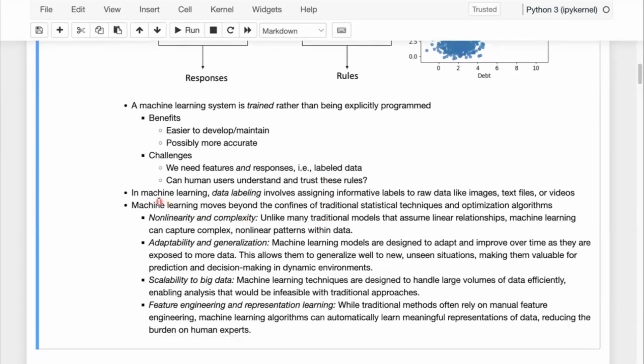And as we just mentioned, in machine learning, data labeling involves assigning labels to raw data. So this can be tabular data that we just discussed. It can be images, it can be text files, it can be videos. For example, you may have different ads on TV, and you want to predict whether they are scary or not, or appropriate or not. So these are all different ways of labeling raw data.